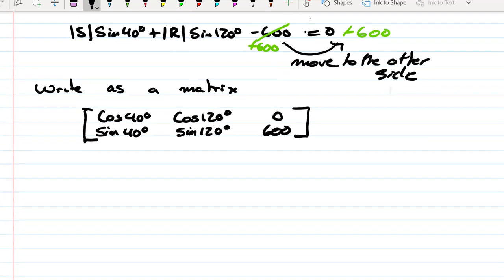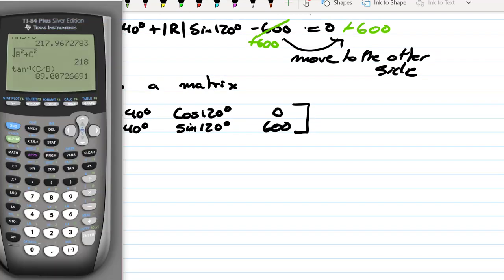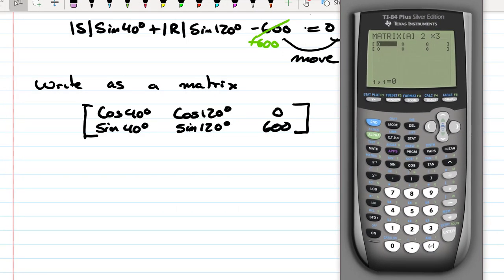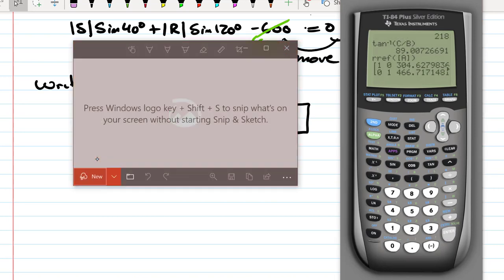And then we can put this in our calculator and RREF this thing. So we go second matrix, over to edit, and it's going to be a 2x3 matrix. We put in our cosine of 40 degrees, our cosine of 120, and 0. And then we have the sine of 40, the sine of 120, and 600. We go second matrix, over to math, down a whole bunch of times to find RREF, and then second matrix, A, press enter, and we get our two solutions.